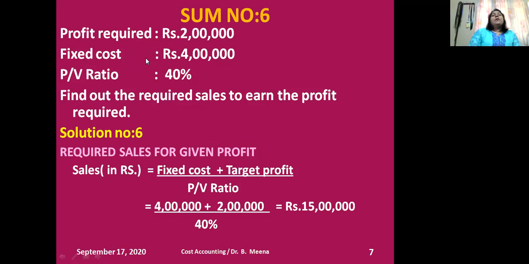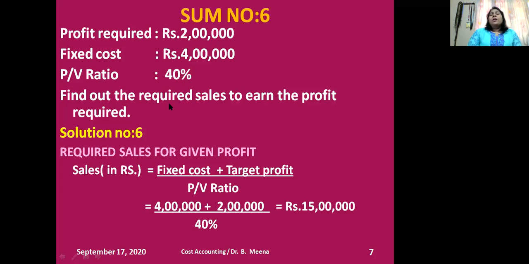The next problem: profit required 2 lakhs, fixed cost is 4 lakhs, PV ratio is 40%. The question is, find out the sales required to earn the profit required. What is the profit required? 2 lakhs. See, you need to understand the question very clearly. I want to achieve a profit of rupees 2 lakhs. For that, what could be the sales? I want to achieve 2 lakhs profit, so what sales are required?